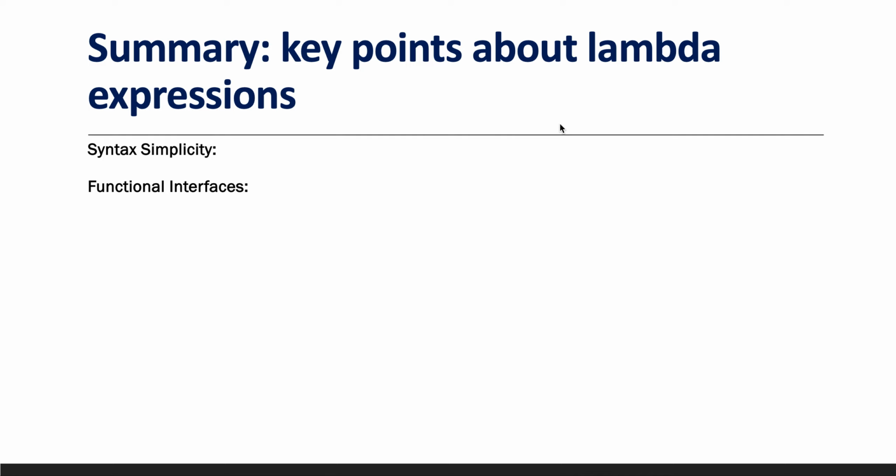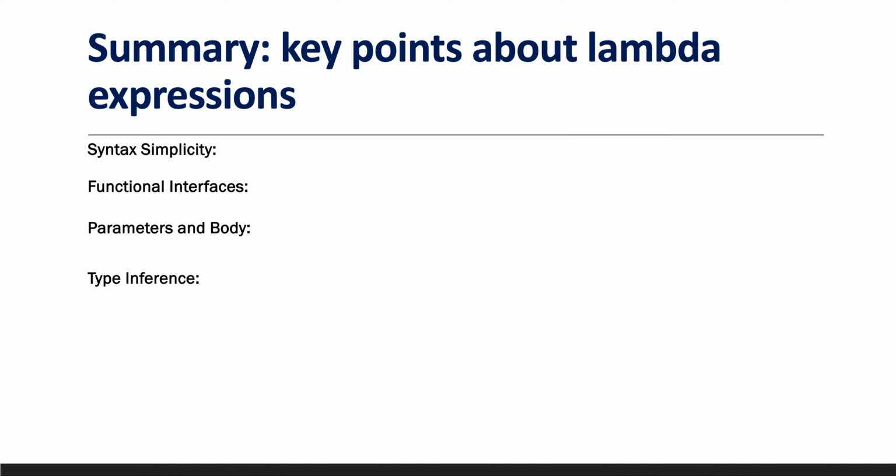The next key point is parameters and body. We have seen different types of parameters, right? Zero parameters, one parameter, single parameter, multiple parameters. And we have also seen when the parentheses were mandatory and when they were optional. In the case of the body, we know that there is a token called arrow which is used to differentiate between the parameters and the body. And again, the body can contain multiple statements or a single statement. In the case of a single statement, the curly braces are optional.